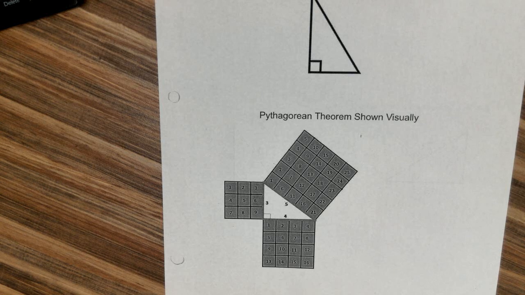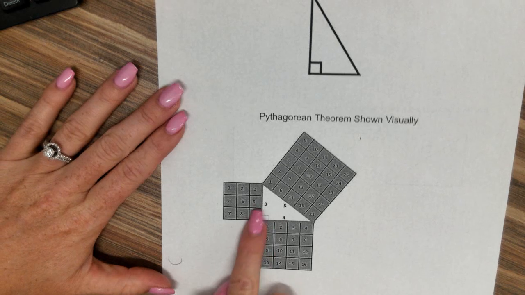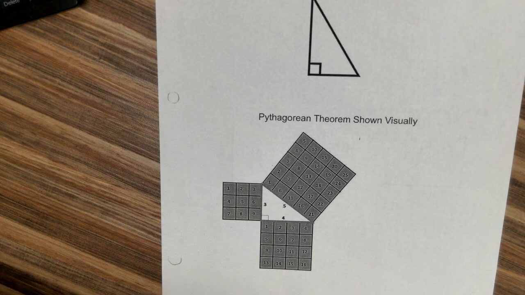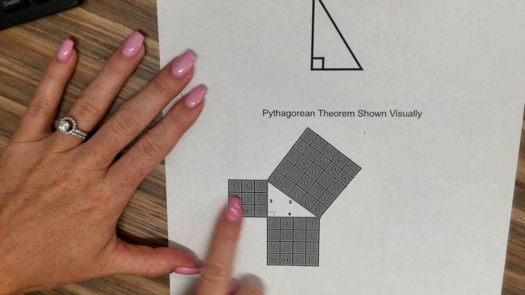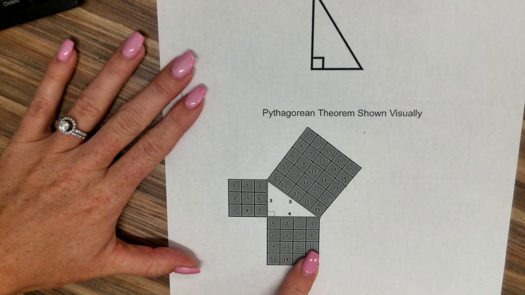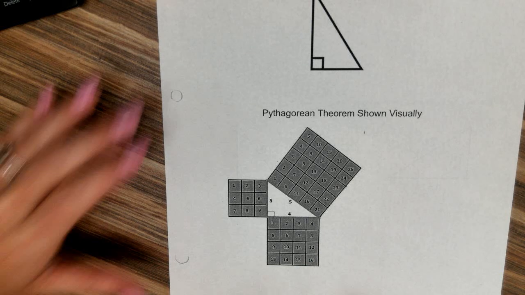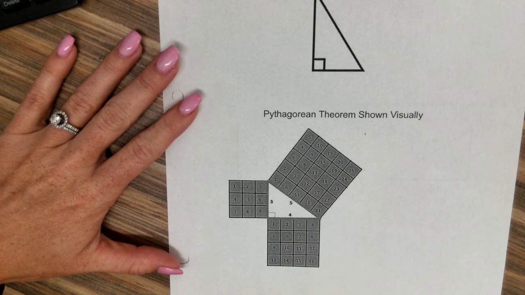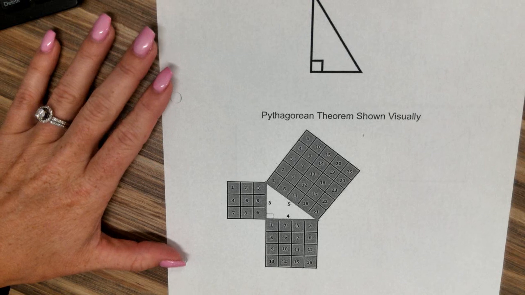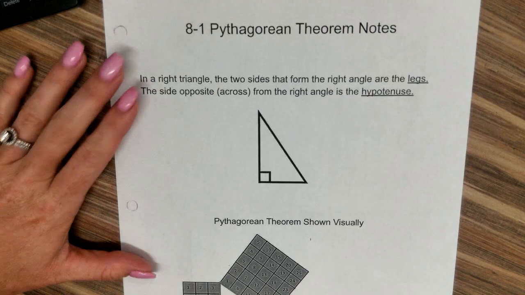And so that's what Mr. Pythagoras did, is he took a whole bunch of right triangles and he was like, wow, look, this is always true. The area of the two smaller squares will always add up to equal the area of the bigger square if it's a right triangle. Make sense? Okay, so let's start at the top.